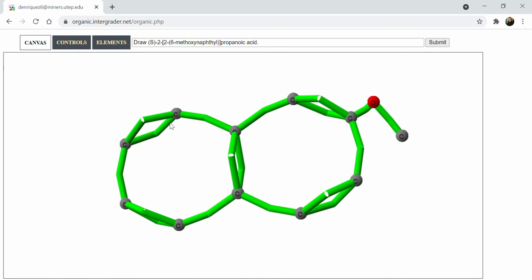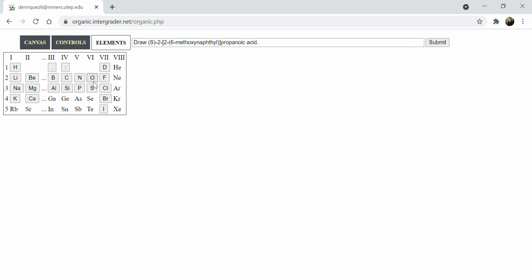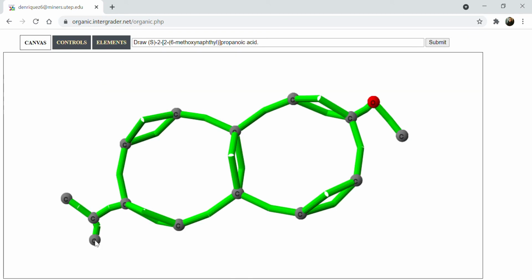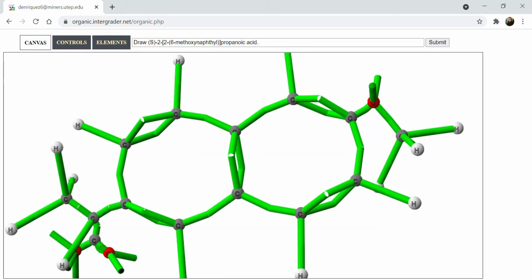Okay, and then I'm going to go 2, 3, 4, 5, 6. I'm going to come over here and add an ethyl, and then add this carboxylic acid to that. Oops, okay, double bonded O. This one's really big, so it's hard to fit all of it in the canvas at once. I'm going to add my hydrogens now.